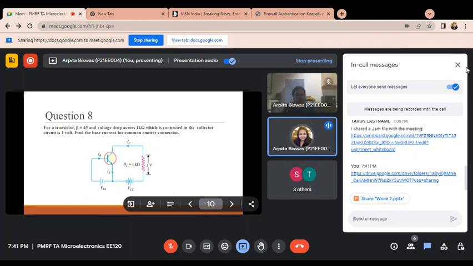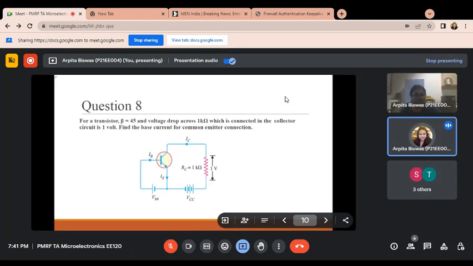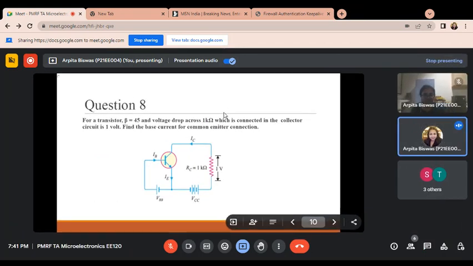Question number 8, week 2. Now can you see the slide or this circuit? Please try to solve how to solve. And if you are not able to do, then I will explain.